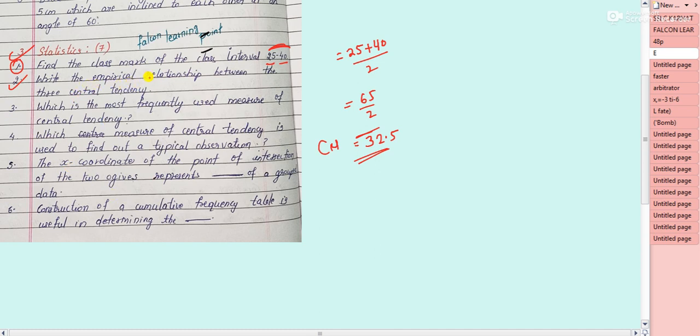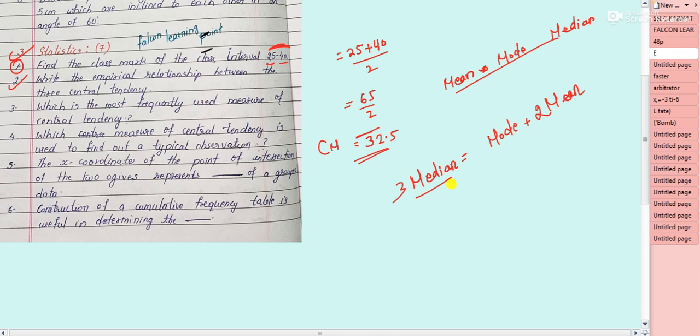Next, write the empirical relationship between the 3 central tendencies. So which are they? Mean, mode and median. Correct? These 3. So what is the relation? Relation is 3 median is equal to mode plus 2 mean. Okay, now this is 3, this is 2, and this is just 1.